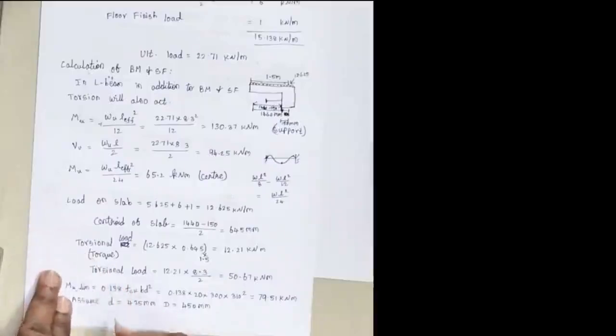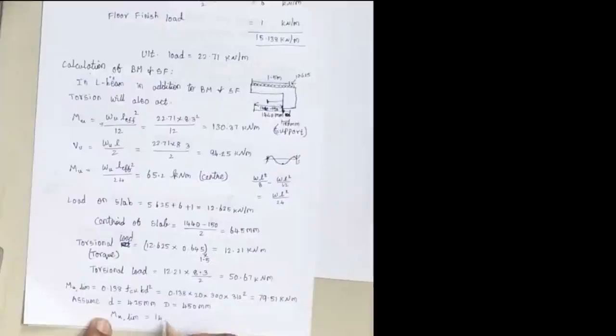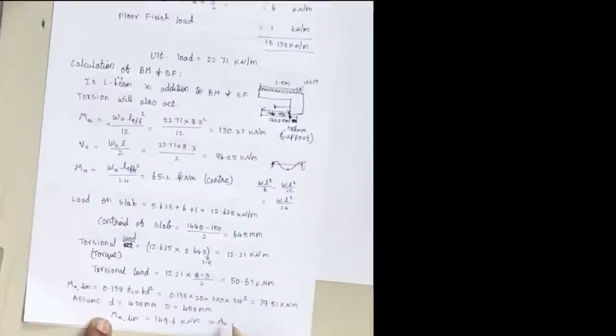So after changing this value to 445, we need to calculate the MU limit again. The value is MU limit equal to 149.6 kilonewton meter. So MU limit is greater than MU, therefore it is under reinforced.